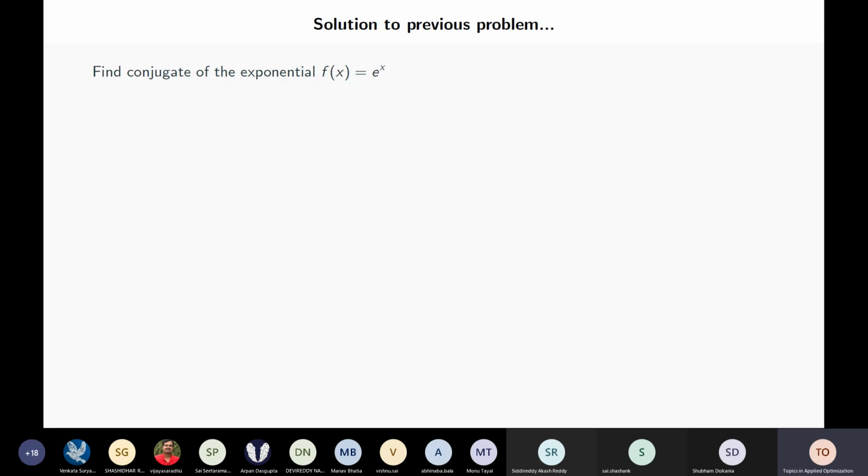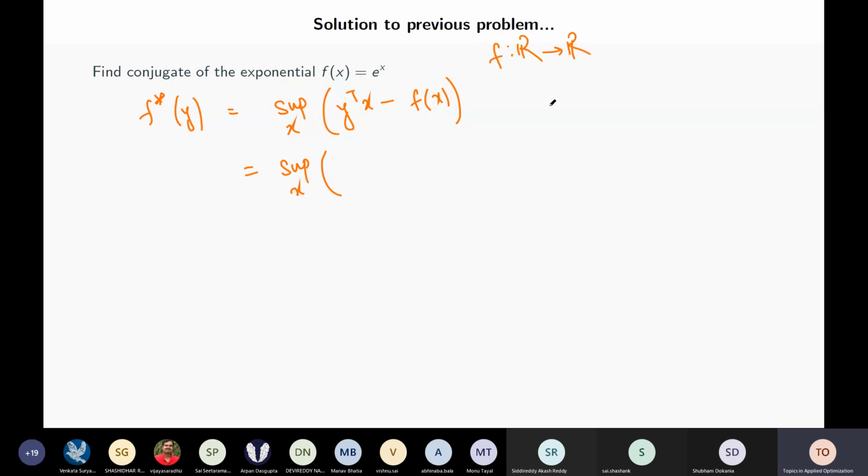To find the conjugate, we have to write down f star of y, which is the supremum over x of y transpose x minus f(x). Since this is a function from real to real, y is just a real number, so y transpose is just y. So this is y x minus e to the x, and this supremum is what we are supposed to find.